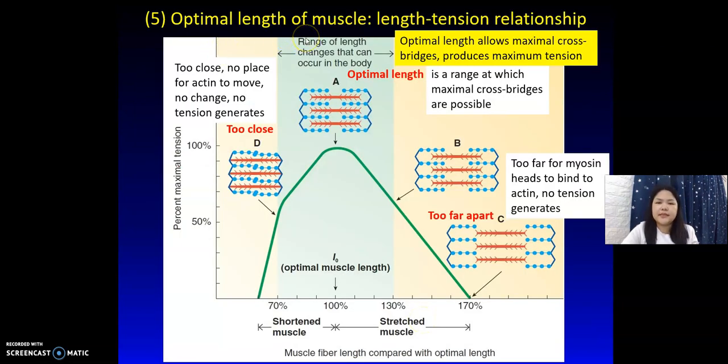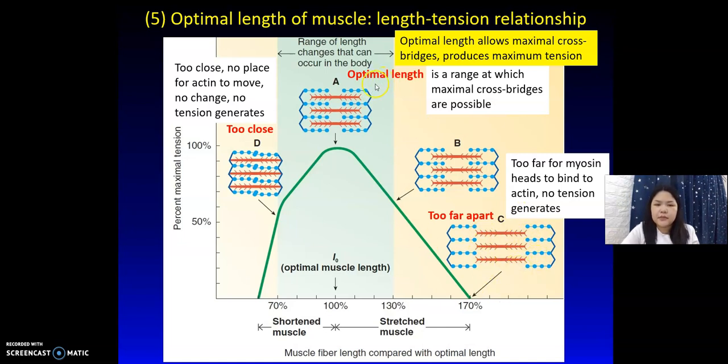So optimal length of the muscle explains the length-tension relationship in our skeletal muscles. You can see here, if the thin filaments and the thick filaments are too close to each other, there is no place for the actin to move, thus we have no change in tension and no tension can be generated. Otherwise, if they are too far apart, the myosin cannot attach to the actin at all, so it cannot produce tension, and the muscle couldn't contract.